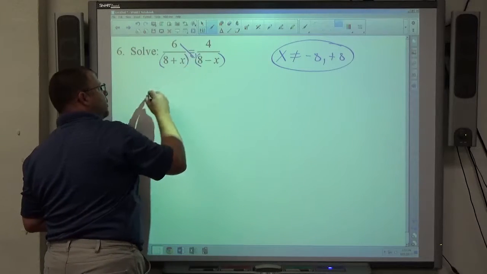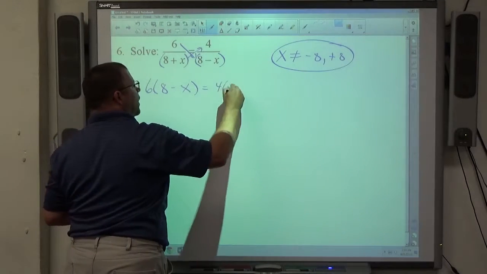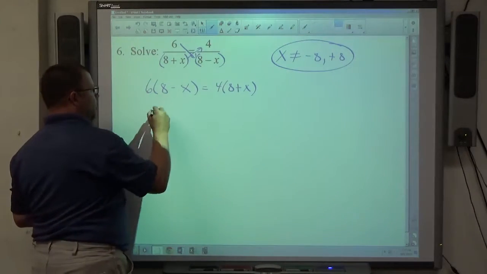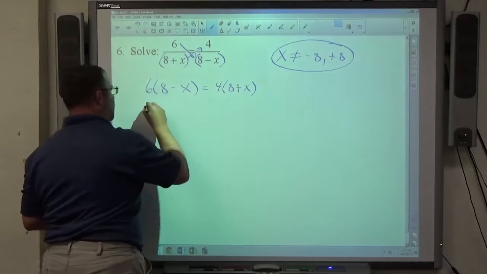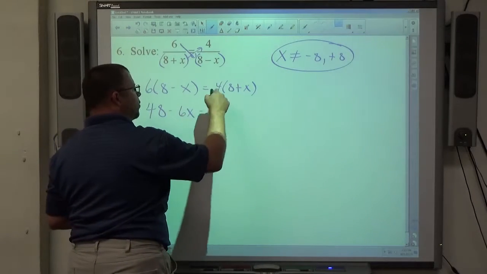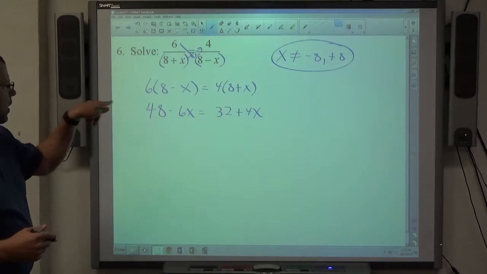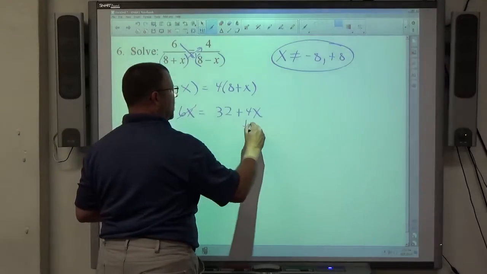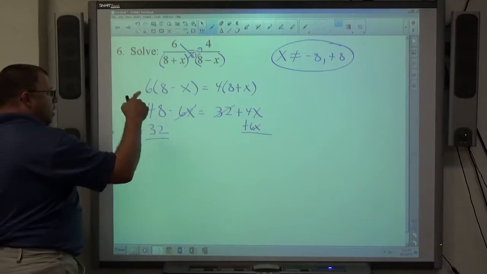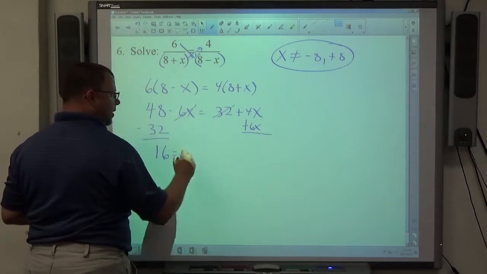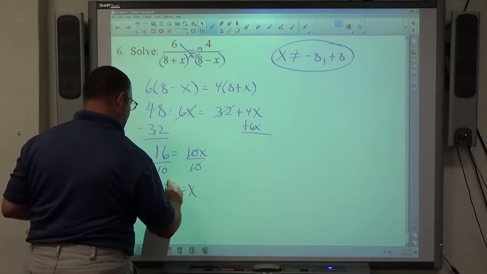So this product, 6 times 8 minus x equals this product, 4 times 8 plus x. Distributive property gives 48 minus 6x. Distributive property here gives me 32 plus 4x. I would probably move the 6x to the right, the 32 to the left. So plus 6x goes over here, minus 32 goes over here. 48 minus 32 is 16. 4x and 6x makes 10x. Dividing both sides by 10 gets me x equals 8/5.